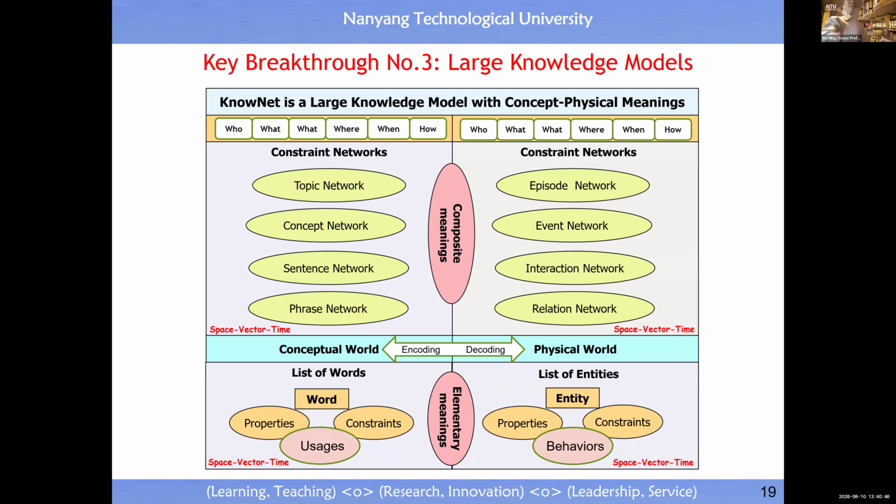The third very important breakthrough is about the large knowledge model. Today, a lot of people talk about the large language model. That is a misleading terminology. Language is a tool for us to use. Why are we going to model it? It's a tool for us to use. What we need is a large knowledge model. This slide shows you the blueprint for the design of a large knowledge model, which includes knowledge in the physical world, knowledge in the conceptual world, etc.